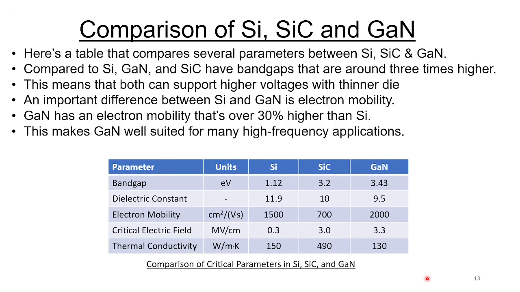This means that both can support higher voltages and thinner die. An important difference between silicon and gallium nitride is electron mobility. Gallium nitride has an electron mobility that's over 30% higher than silicon. This makes gallium nitride well suited for many high-frequency applications. And you can see that in the table right here.